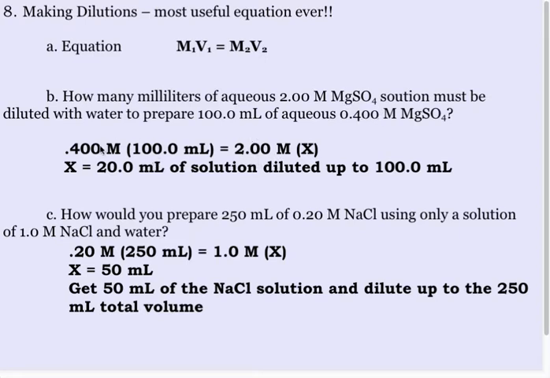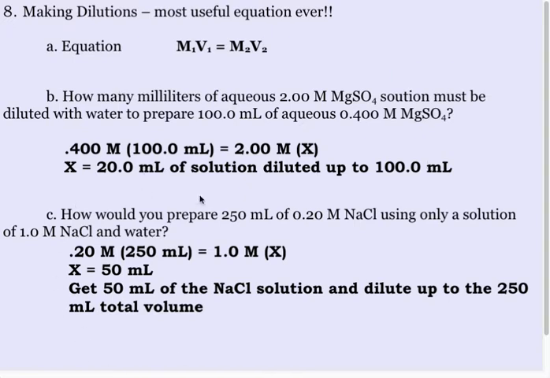So what you do is you multiply the 2 on the left, you divide by the 1 on the right here, and this X is the volume that you're going to need. So what you're going to do is take 20 mL of that stock solution, and you're going to add water until you reach a final volume of exactly 100 mL. So as easy as that, very nice, very simple equation.